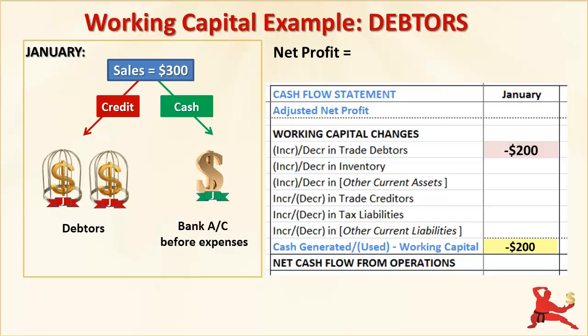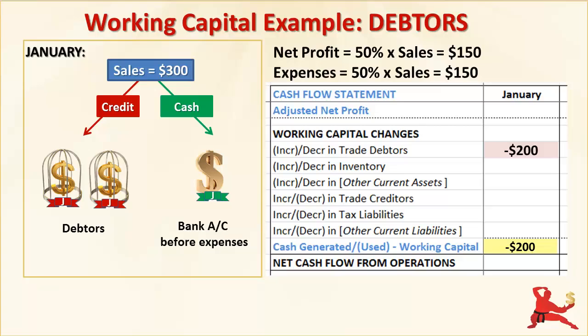Now, let's say this is an incredibly profitable business with net profit margins of 50%. So we make $150 profit on sales of $300. Let's say the $150 in expenses was all cash. So there's no depreciation or trade creditors to consider in this example.